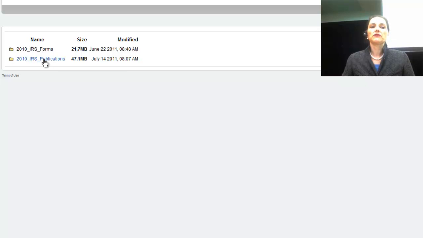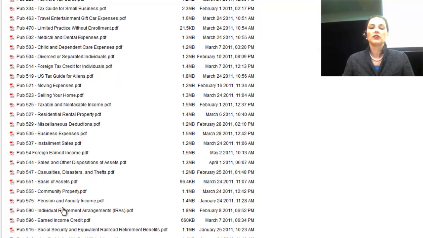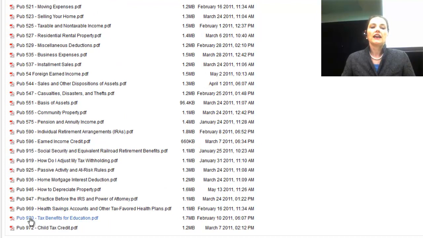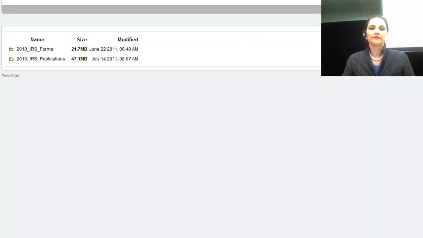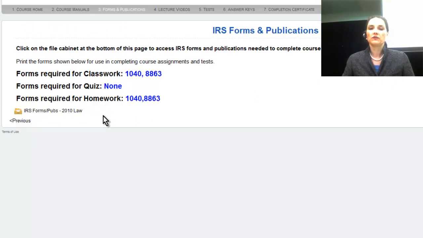Now this course, like most of our courses, includes a reading assignment. The reading assignment includes chapters from either Pub 17 or one of the other publications shown here for most of our courses. And Publication 970, Tax Benefits for Education, is the IRS publication that goes with today's program. So if you wanted to print that manual or at least read it on your computer screen, that's where you go. Next is the lecture video tab.